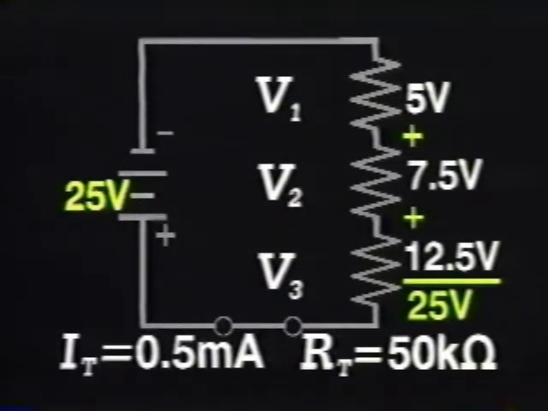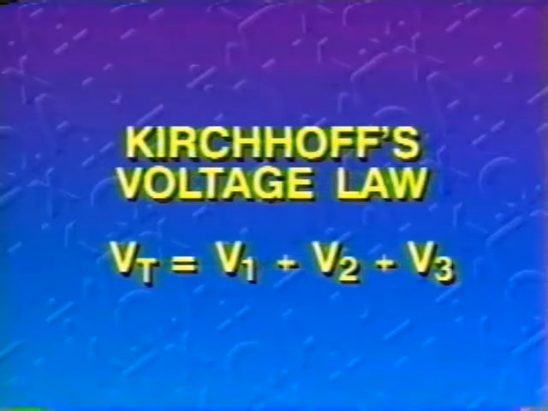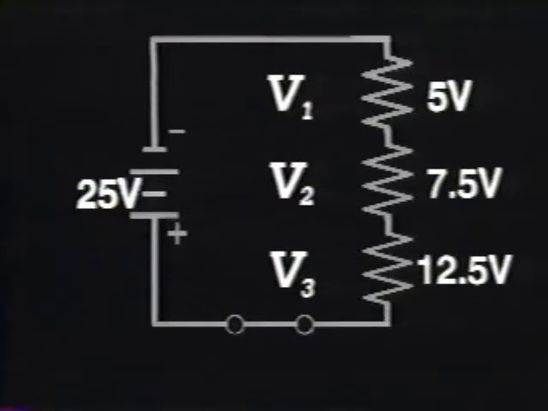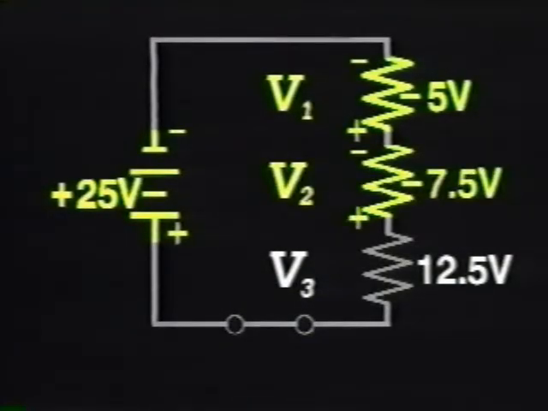Now that you have calculated each separate voltage drop, you can check your answer by adding all 3 voltage drops to find out if they equal the supply voltage. 5 volts plus 7.5 volts plus 12.5 volts equals 25 volts. Using Kirchhoff's voltage law, you can move around the circuit to see that plus 25 minus 5 minus 7.5 minus 12.5 equals 0.